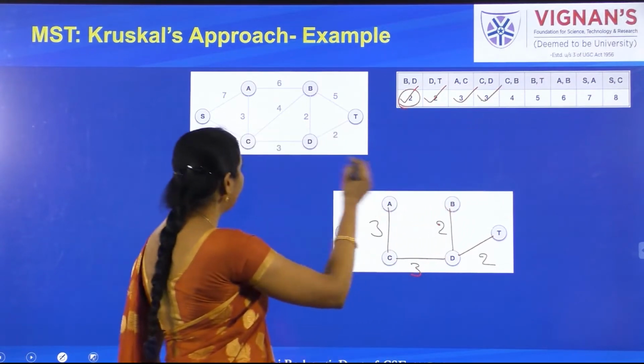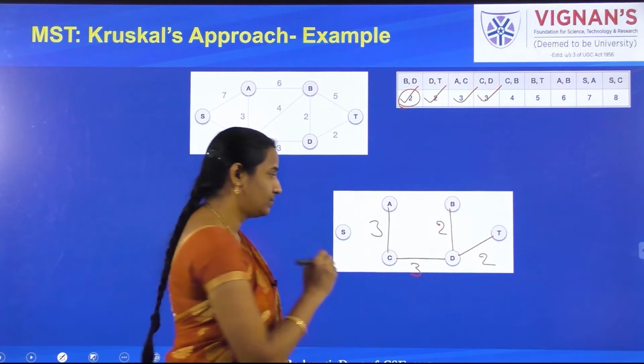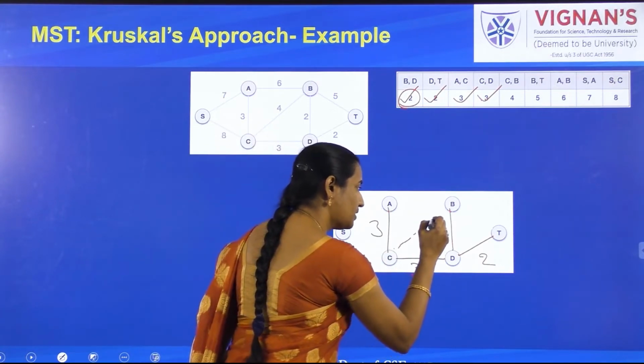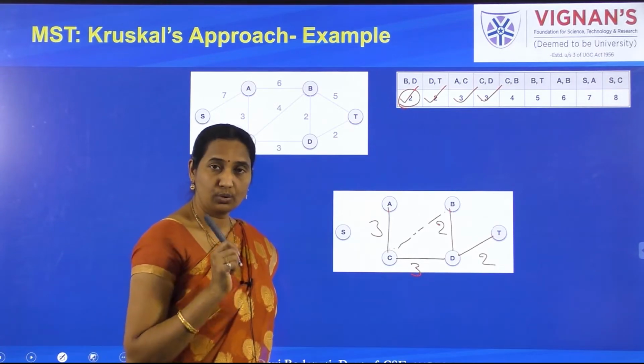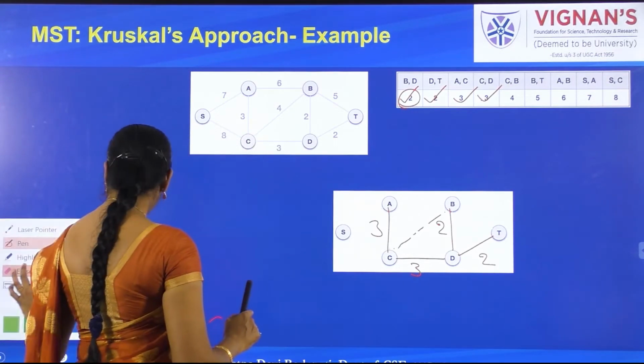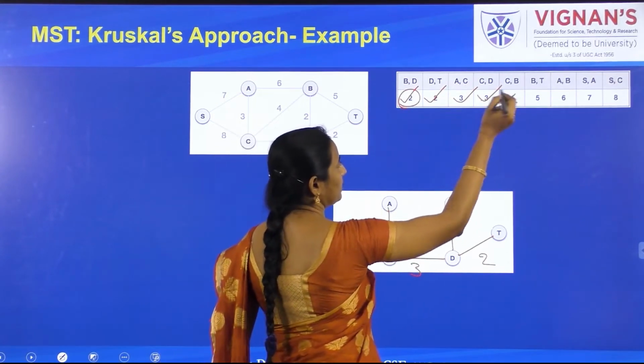Now CB is the next one. If I add the CB, then I am getting a cycle. So try to add this edge and see. Now if you add this, there is a cycle that is formed. So you should not add that edge. Such kind of edges you should not add. So CB is not added.